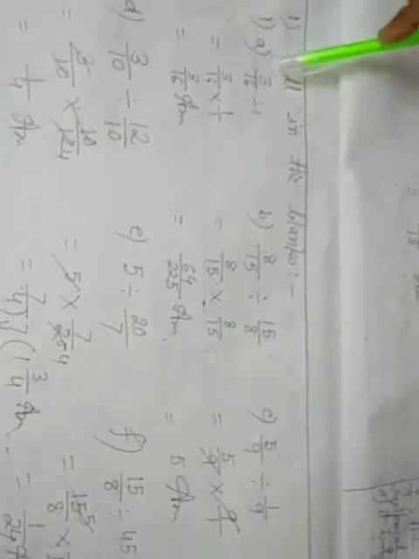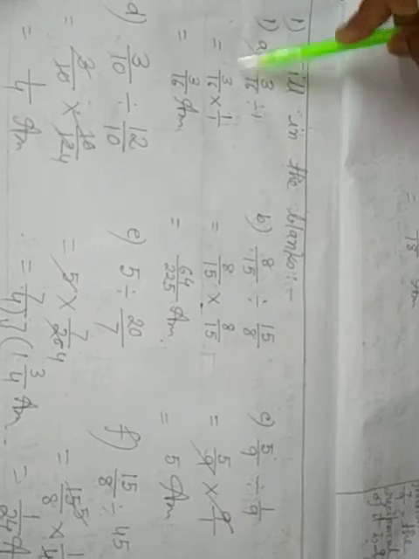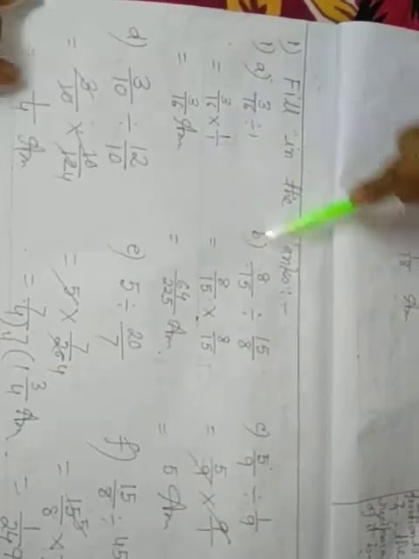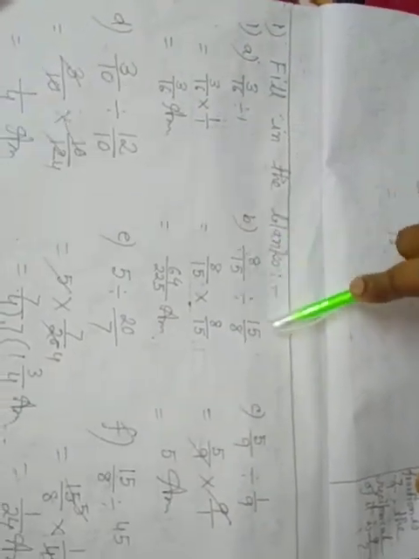Fill in the blanks. A: 3 by 16 divided by 1, 3 by 16 into 1, 3 by 16 is the answer. B: 8 by 15 divided by 15 by 8.